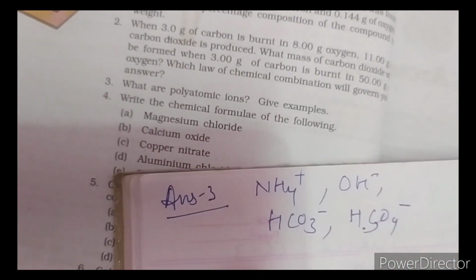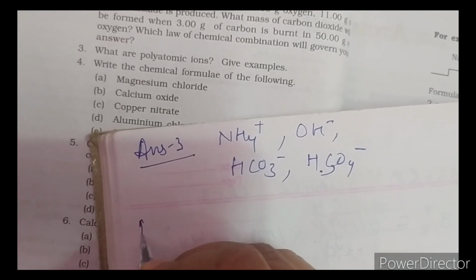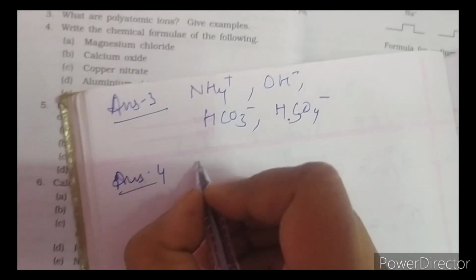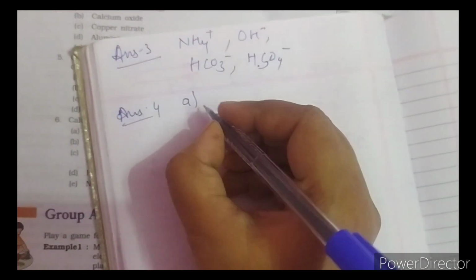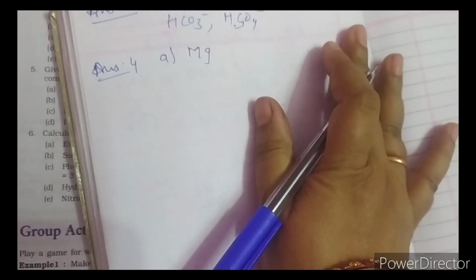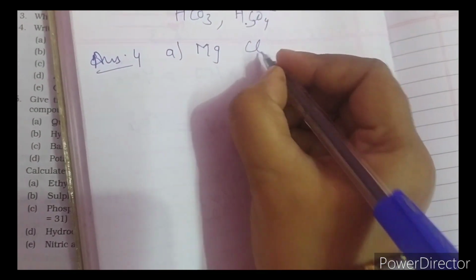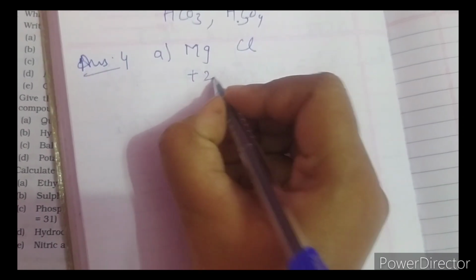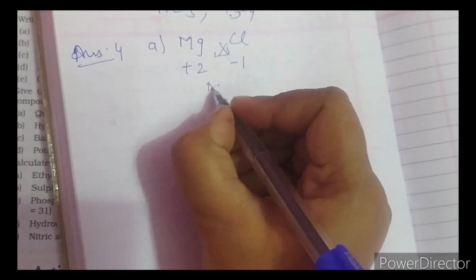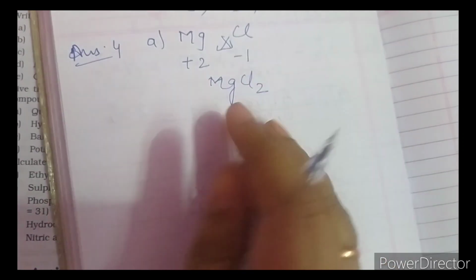Now write the chemical formula of the following. We'll frame the formula by cross multiplying the valency. So answer number 4, first part is magnesium chloride. So we'll write here magnesium and chlorine. Magnesium valency is +2, chlorine is -1. It will not cancel out, cross multiply, and you will get the formula as MgCl2.